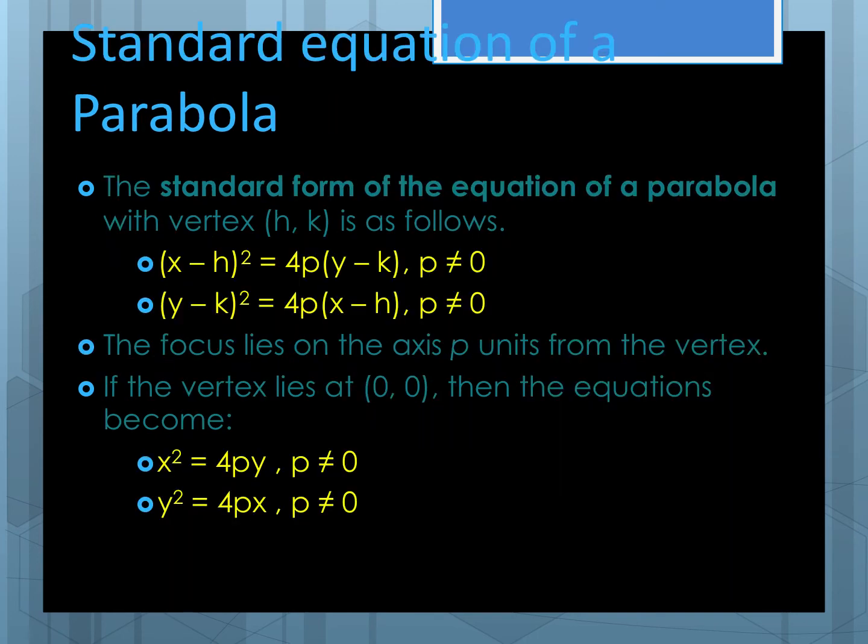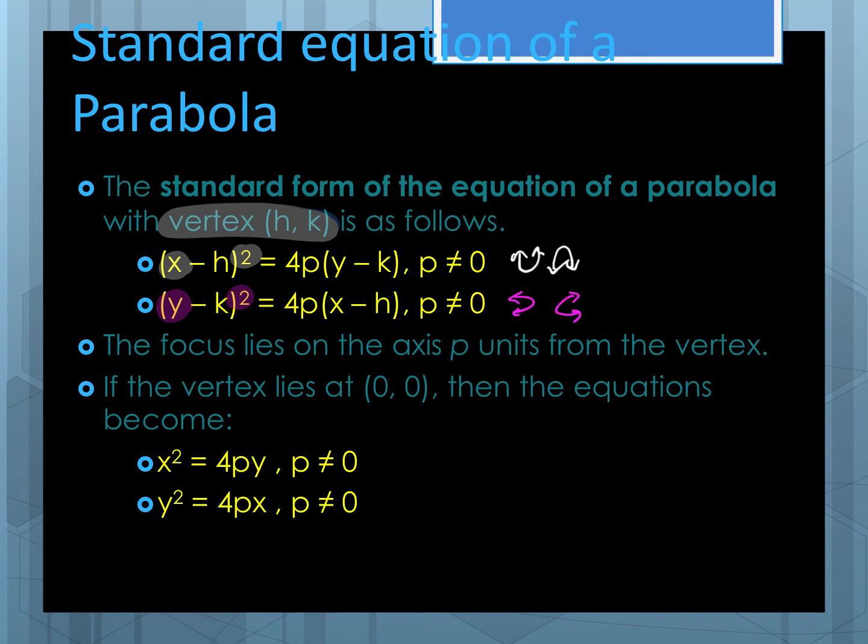So standard equations for parabolas, there are 2 sets. The first is if you have a vertex that's not at 0, 0. So if my vertex is not at the origin, there are 2 formulas. X minus h squared equals 4p y minus k. And y minus k squared equals 4p x minus h. Notice the h is always with the x, the k is always with the y. If it is an x squared parabola, then this is pointing up or down. If it's a y squared parabola, it's pointing left or right.